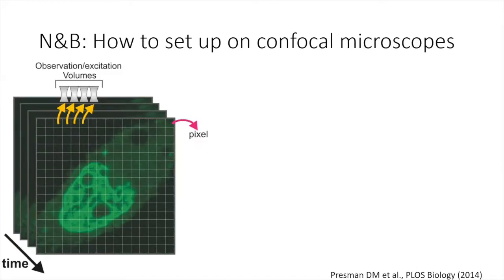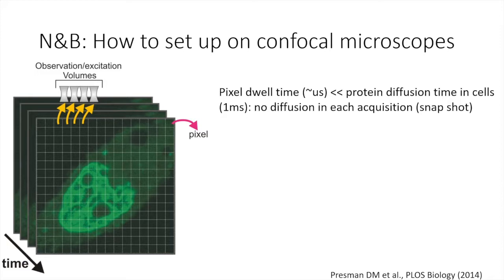So how to set up your confocal settings: because you are scanning through your image point by point, keep in mind that the pixel dwell time needs to be short enough, much shorter than your diffusing time. So each point you acquire is not the average of the motion, and you can have a snapshot of each population.